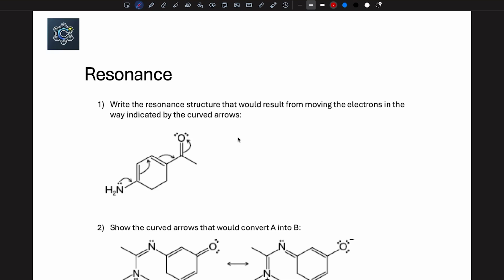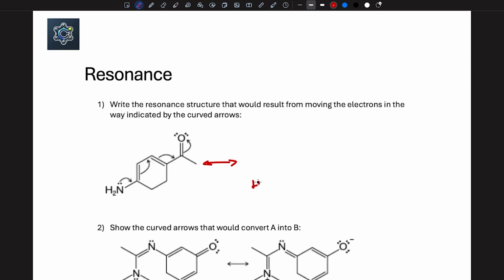In the first question, we're trying to write the resonance structure that results from this movement of electrons. This is what these electrons usually look like. We'll have these arrows showing from the source of the bond to the destination of the bond. Now the first step is to include these types of arrows. In resonance structures, we show double-sided arrows to show that they both exist at the same time.